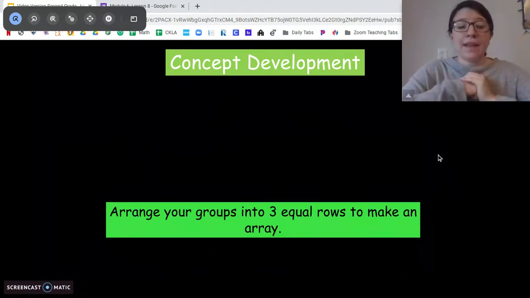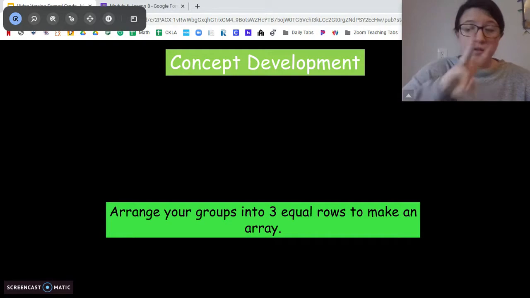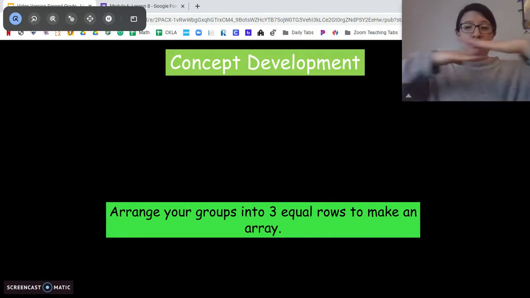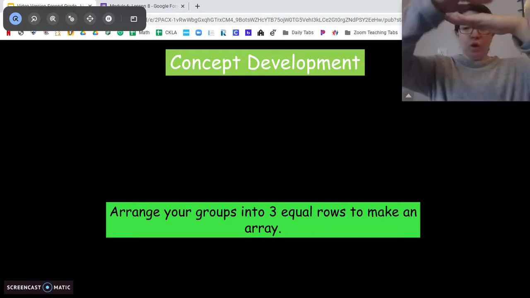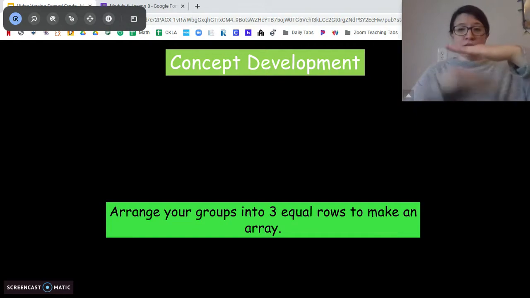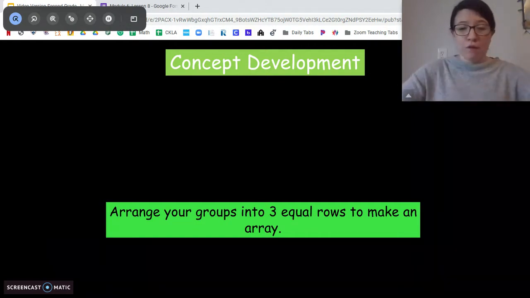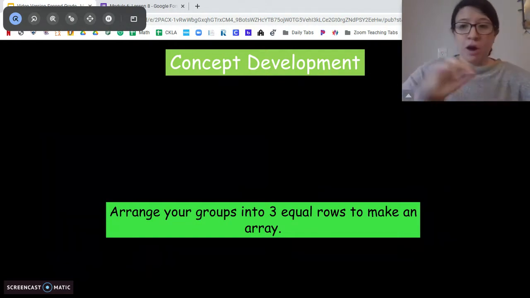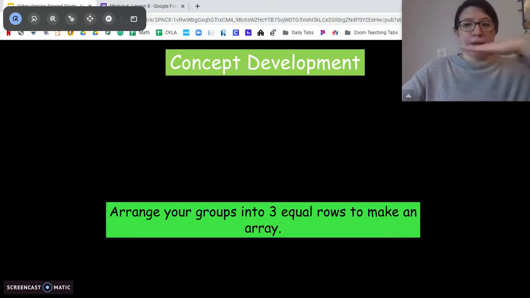Now, I would like you to arrange your 3 groups of 5 into 3 equal rows to make an array. So you're going to take those 3 groups of 5 you just created, put them into 3 equal rows to make an array. So pause and do that now with your tiles. Okay, so it should look like this. So I know rows go sideways, so I'm going to do rows go horizontal.